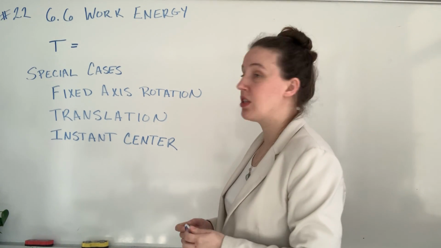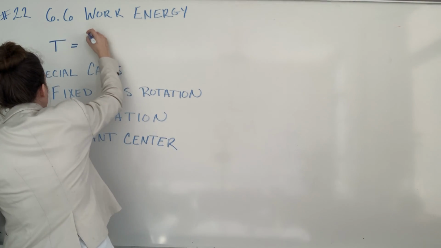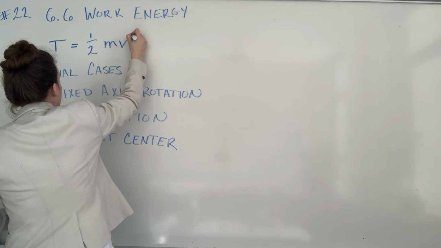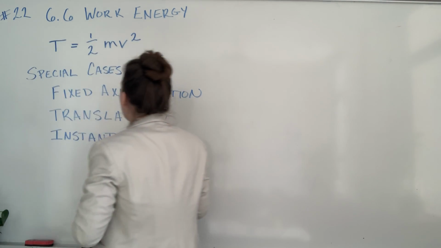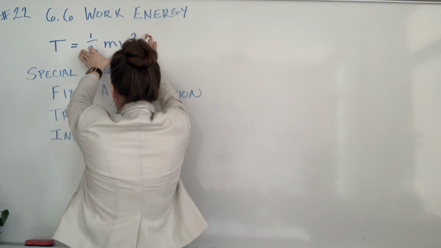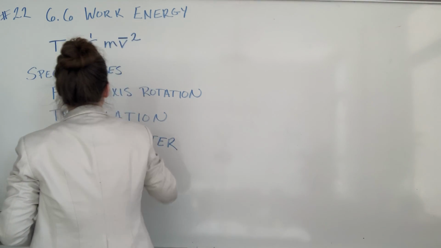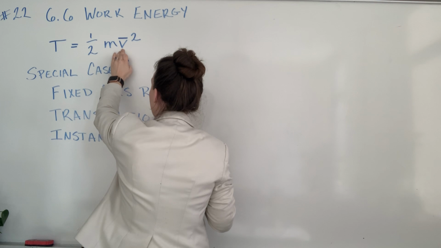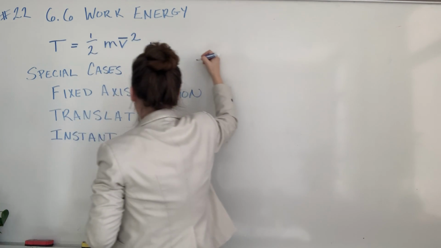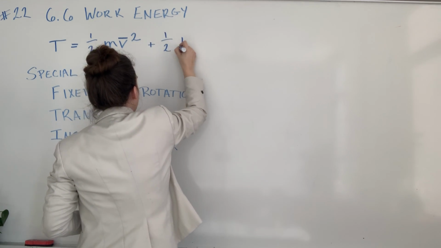So for the kinetic energy, we have this T, and now before we were talking about how that's 1/2 mv squared. This is for a point mass, and now if our rigid body was just translating, we would just have this, but make sure you want to take about the center of mass, so V bar. But if it's rotating as well, we're also going to have this component.